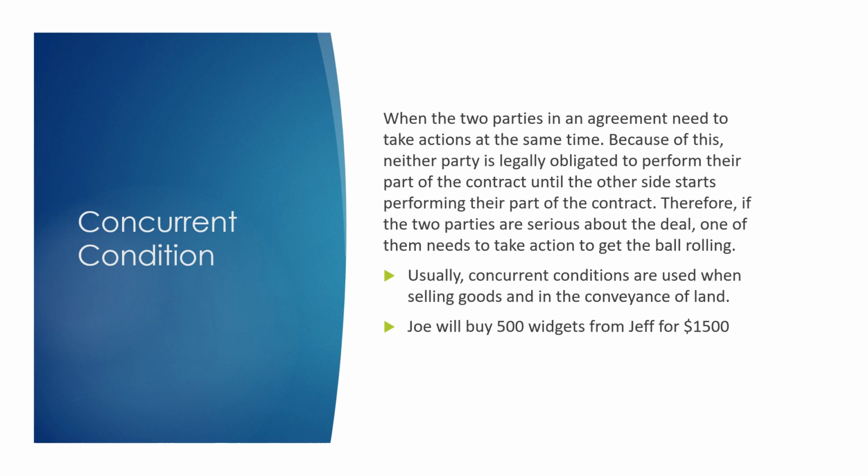Okay, meaning that I agree to buy your car for $5,500. That's a concurrent condition. We both are expected to perform. But really, one party needs to trigger it, right? Somebody has to start performing, or nothing happens. Usually that happens when we're buying goods and we're conveying land. Joe's going to buy 500 widgets from Jeff for 1,500. This will make more sense when I talk about the other two. So think about concurrent condition as kind of our general default.